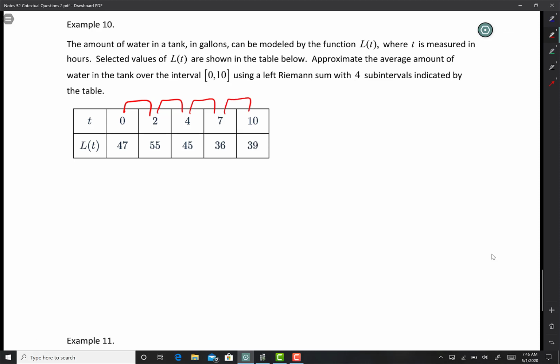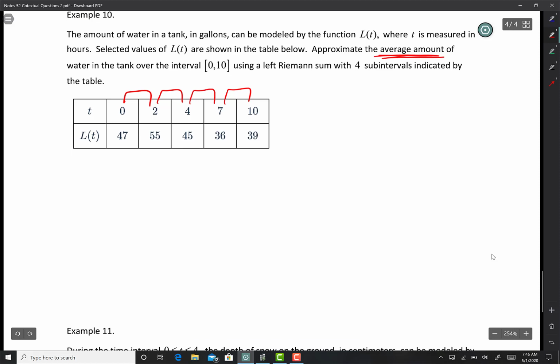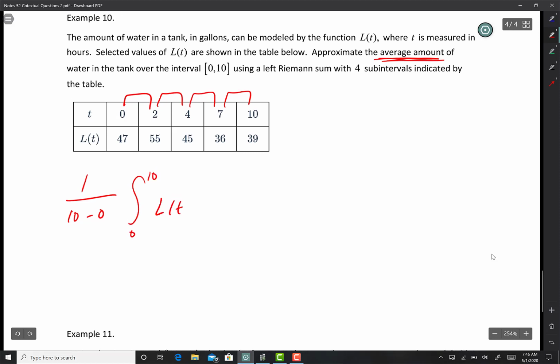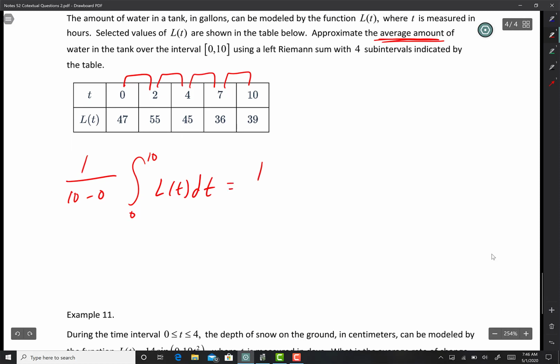All right. Underline the words average amount, guys. Average amount: 1 over 10 minus 0, integral 0 to 10 of L of t dt. There's my average amount right there, guys. So equals 1/10, and then here's my LRAM. So from 0 to 2, that is 2, the width, and the height is 47. Plus, from 2 to 4, that is 2 again, and the height is 55. Plus, from 4 to 7, 4, 5, 6, 7, that is 3, and the height is 45.